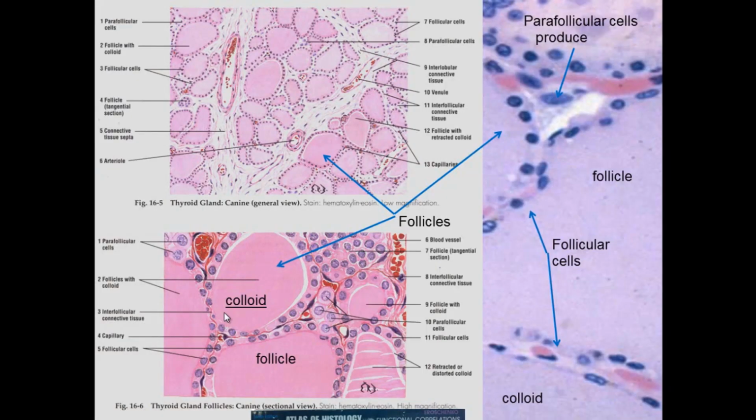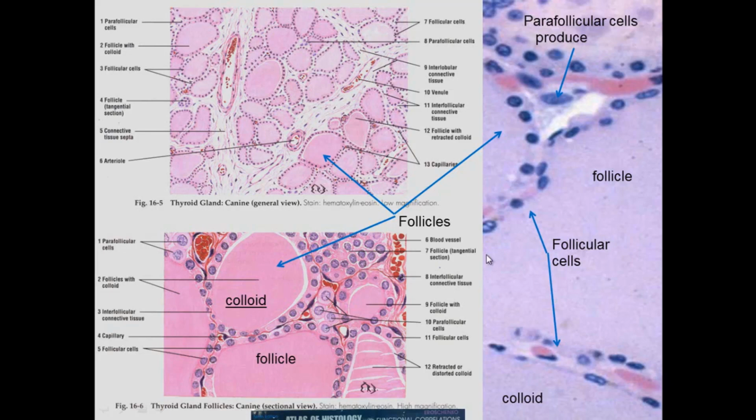So one of the organs that the pituitary affects is the thyroid. And here we see the thyroid. The thyroid has follicles. So these are follicles, and they're composed of follicular cells and a colloid. And the colloid is actually produced by the follicular cells. It's the extracellular storage of precursors to thyroid hormone.